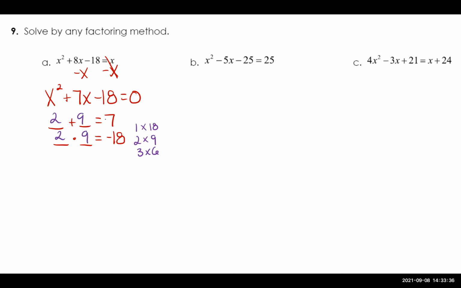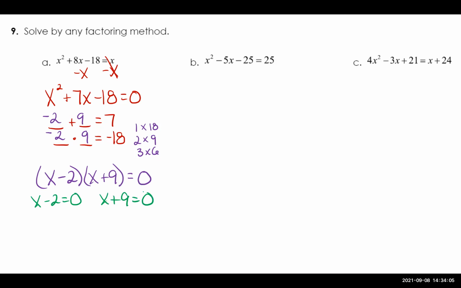And I want, let's see, 2 plus 9 is not 7. But if I change this to a negative 2, plus 9 would be 7, and negative 2 times 9 would be a negative 18. Sorry. So our factors, we would write this as x minus 2 times x plus 9, and we keep it equal to 0. Next, by our zero product property, I'm going to set each of these parentheses equal to 0. Set each factor equal to 0.